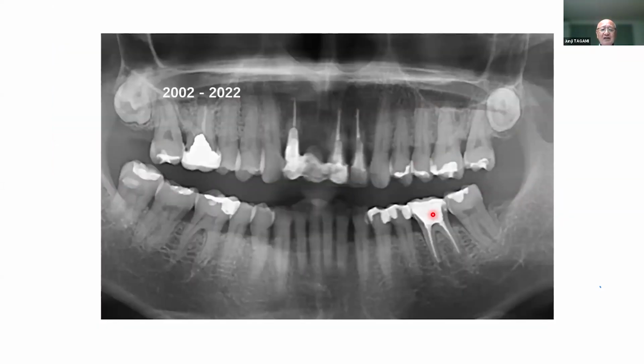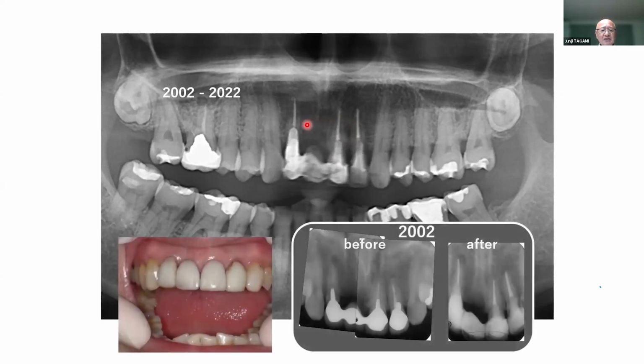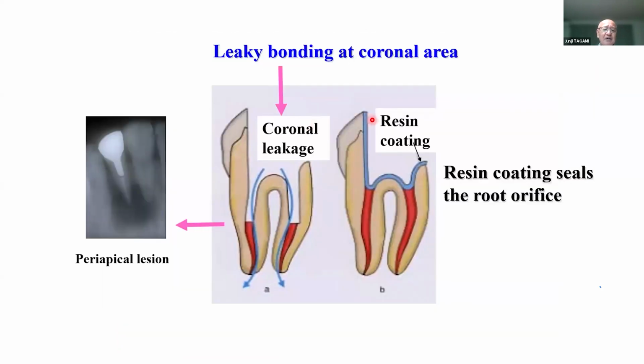Fortunately, this patient still comes to my clinic even after my retirement. After 20 years, this restoration still survives in the mouth of my patient, and interestingly, the periapical region disappears. Probably because this is a very good bonding and sealing of the root canal. So that's why the periapical region was very well healed and disappeared.